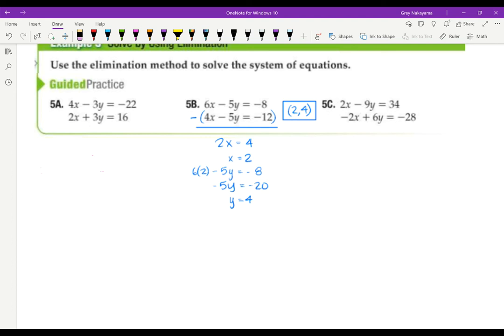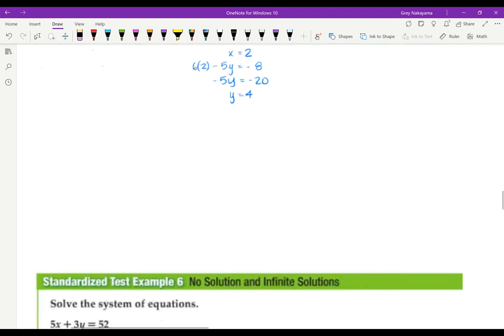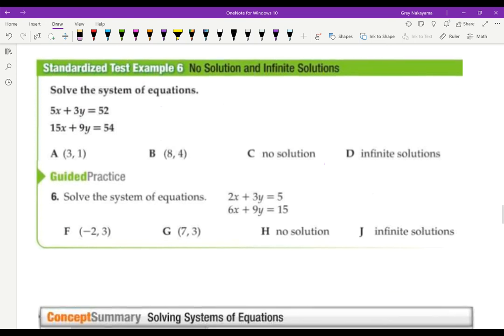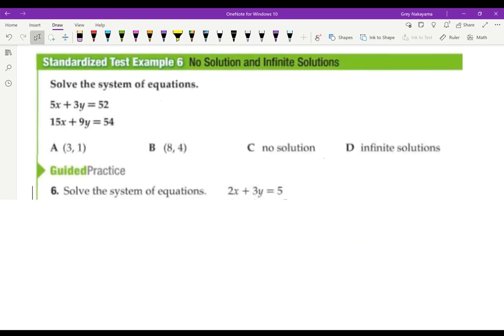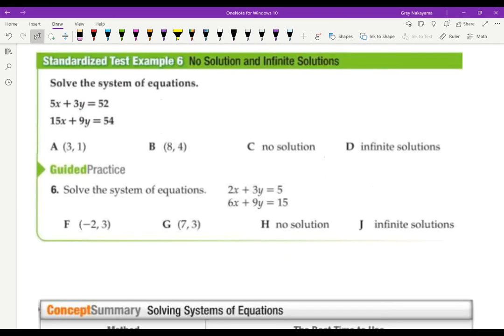Okay, two last things we got to talk about, and then we're done. And that is, what happens if we have no solution or infinite solutions? So solve this system, standardized test, you might see this, okay? You can get a graphing utility and graph it and know the answer because we talked about that at the beginning. But if you had to do it algebraically, it's important for you to understand what you're going to see.